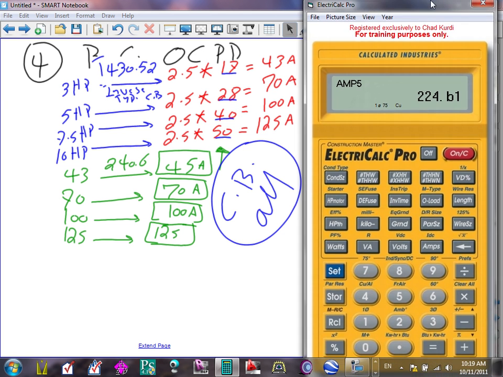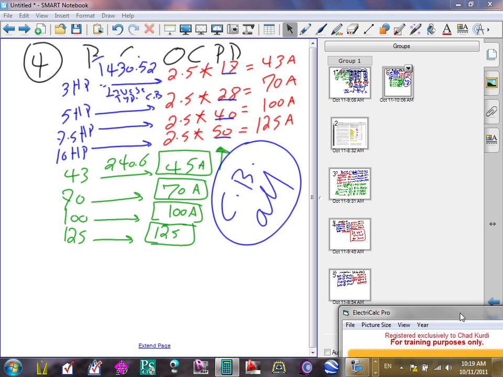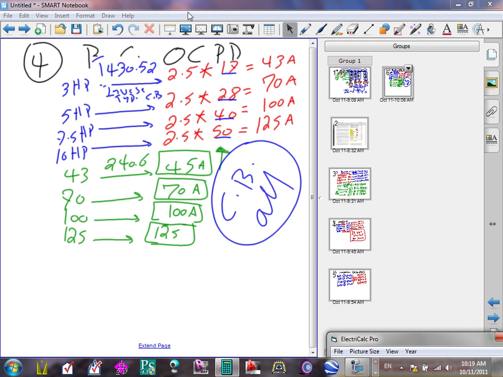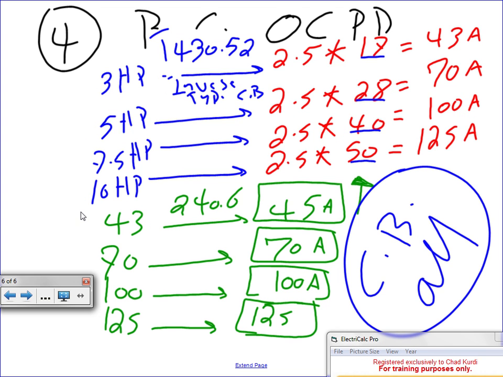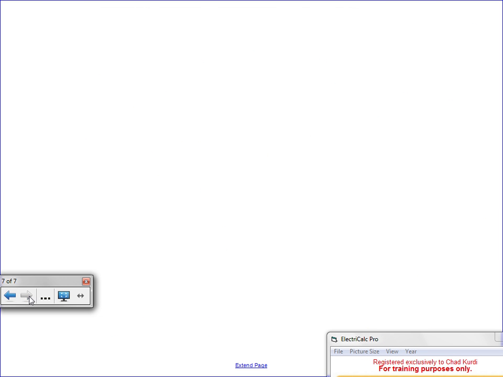It doesn't give you the actual standard, so you have to go back and decide, are you going to go to the max or are you going to go lower? Which most of the time we go to the max because it covers us. Any question, guys, about the overcurrent protection device?